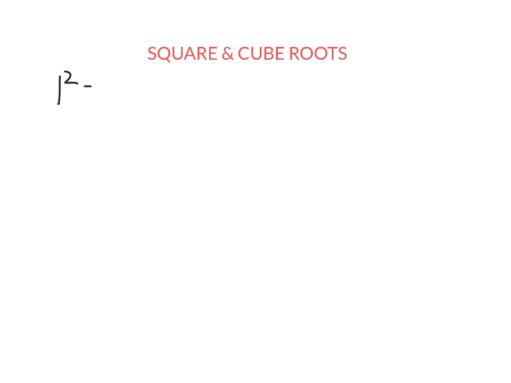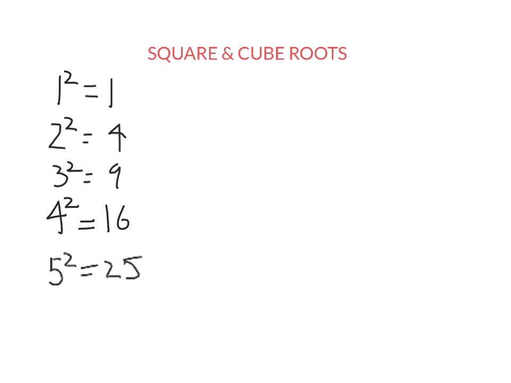So 1 squared is just 1 times 1, which is 1. Similarly, 2 squared is 2 times 2, which is 4. 3 squared is 3 times 3, which is 9, and so on. So that's squaring, but what about square rooting?